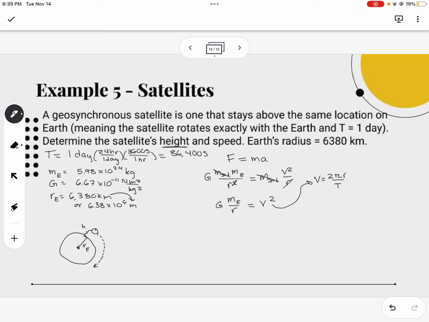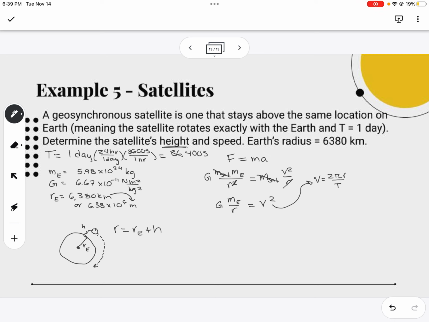Yes, I know the radius of the Earth, but r in this case really represents the radius of the Earth plus the height of the satellite above the Earth, right? Because r is the distance between the satellite and the center of the Earth. So I don't totally know what r is yet. I'm going to need to actually solve for r to figure out what my height is.